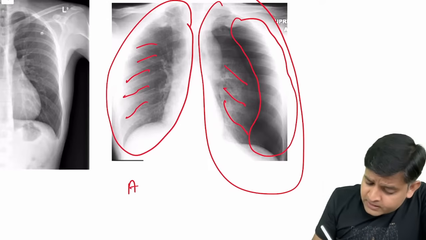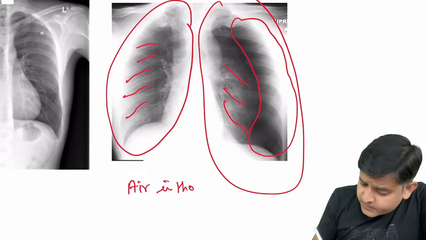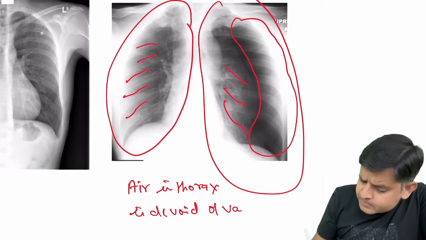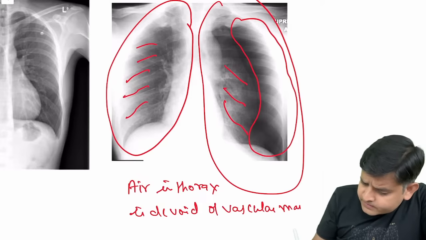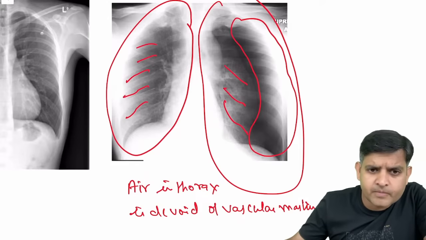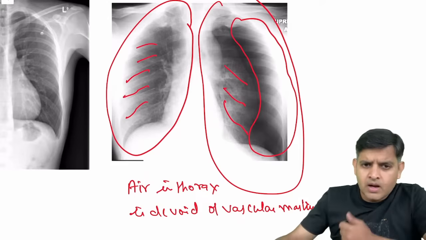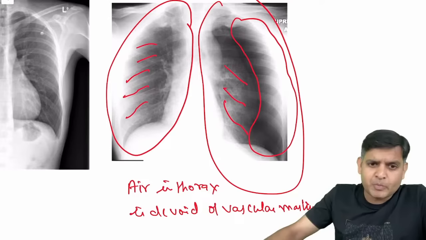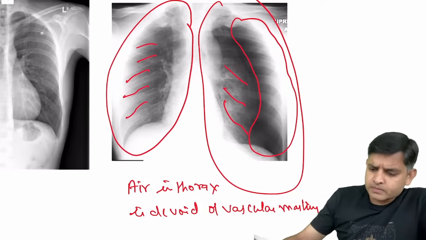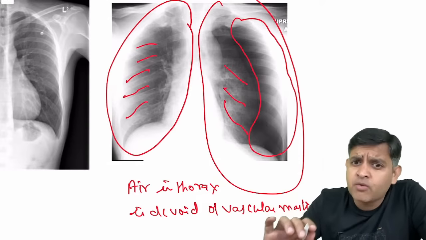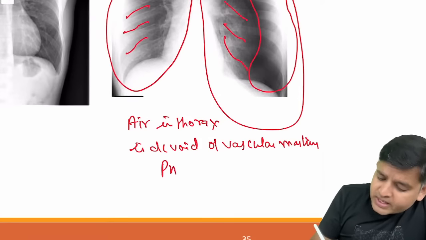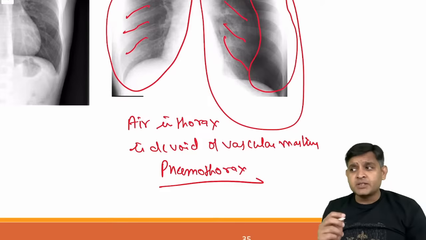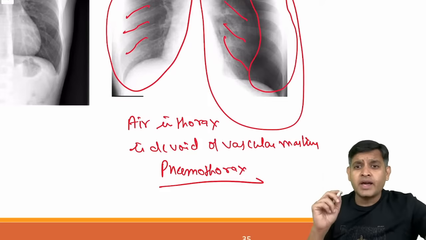Remember the rule. If the air in the thorax is devoid of vascular marking, then this is pneumothorax. So how do you identify whether the air is present in the lung or whether the air is present in the pleura? By the vascular marking.